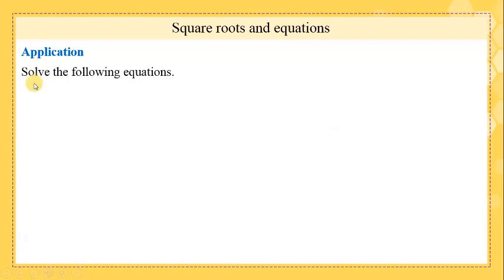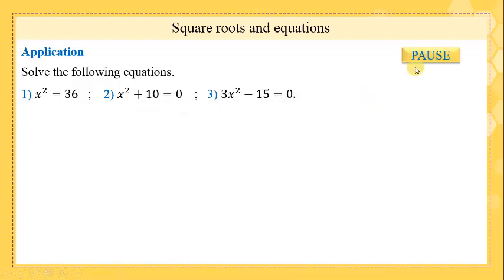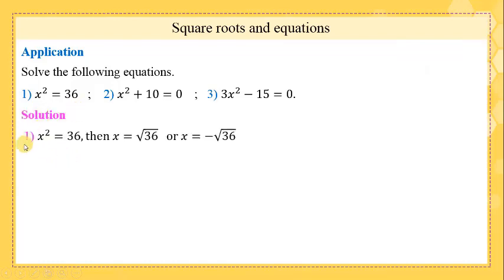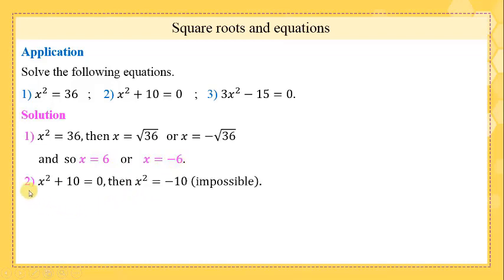Application. Solve the following equations. Now student, pause this video and try to solve this application. Solution. Number 1. x squared equals 36. By applying the rule in the previous slide, we get x equals radical 36 or x equals minus radical 36, and so x equals 6 because radical 36 is 6, or x equals minus 6.